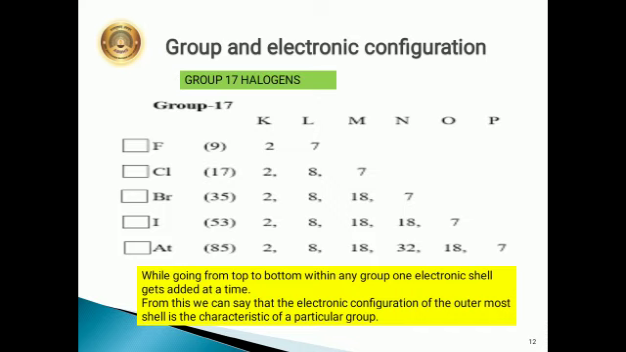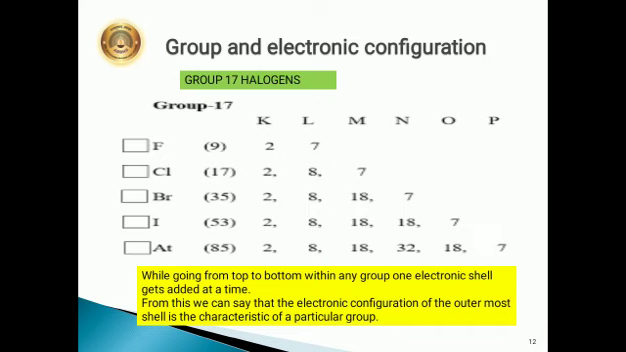Similarly, if you observe one more example, group 17, the group of halogens consisting of the elements fluorine, chlorine, bromine, iodine, you will see that fluorine 9 is 2 and 7, chlorine again has valence electron 7, bromine is 7, iodine is 7. If you go on observing, you will see that in the last shell, everywhere, the valence electron is 7.